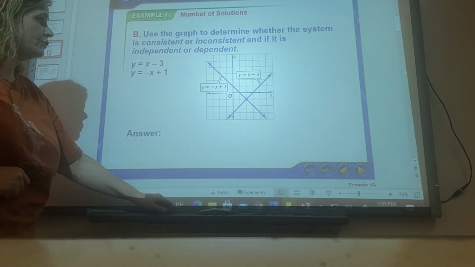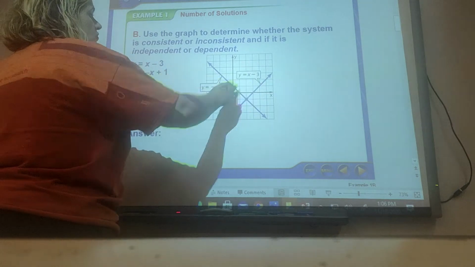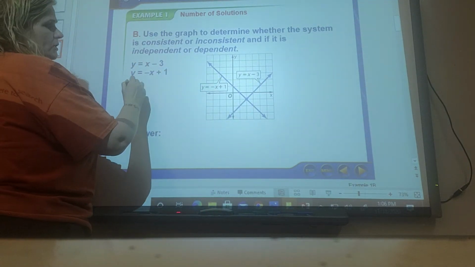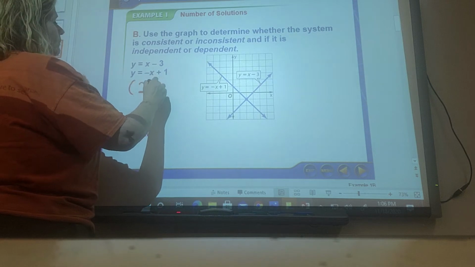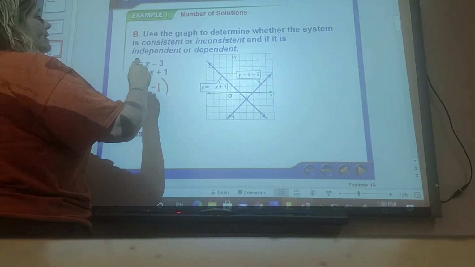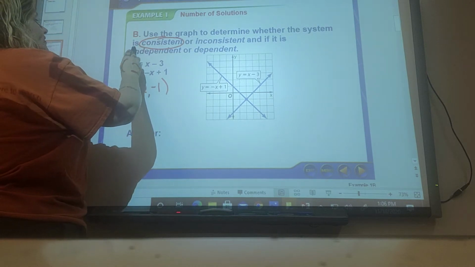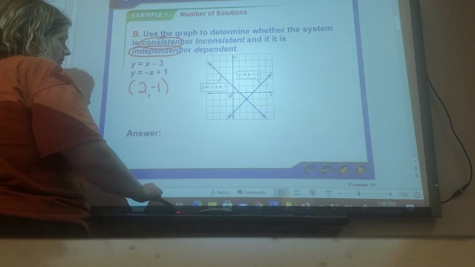Here we have two equations graphed, and they meet at one point, which is (2, -1). If they meet at one point, that means they're consistent. If they have any solution, they're consistent. If it's only one, it's independent.